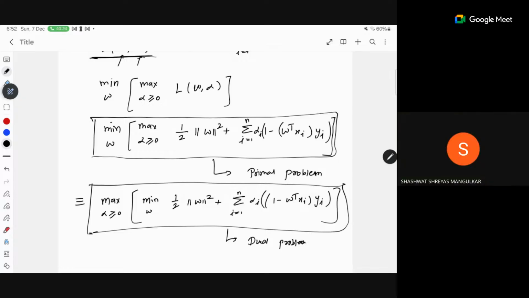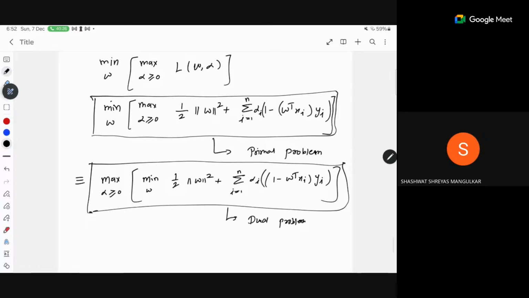One more thing to note here. We have done here min max problem to max min problem very easily. The reason behind this is that whatever function is there, it's a convex function. How can we prove that? Is this a convex function? This is a linear function, and this is the quadratic function. Both linear and quadratic are convex functions.